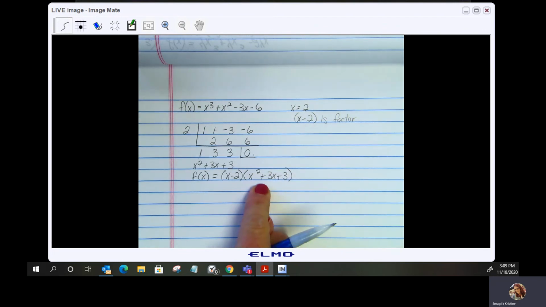But I can't easily get a 0 out of this. I need to take another step. Now notice this is not easily factorable. If you look at this, you're thinking, okay, two numbers, when I multiply them, I get 3, and I add them, I get 3. Well, it doesn't exist. So what we need to do is break out our quadratic formula.